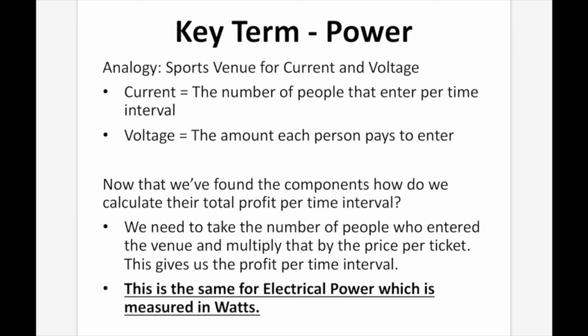Now that we've found the components, how do we calculate their total profit per time interval? Well, we need to take the number of people who entered the venue and multiply it by the price per ticket. This gives us the profit per time interval. This is the same for electrical power, which is measured in watts. So electrical power is going to be equal to the current, or the number of electrons passing by, times the voltage, or the amount of energy each electron has. So you see what we did here? We got our analogy for a sports venue, and we relate it to our power idea.